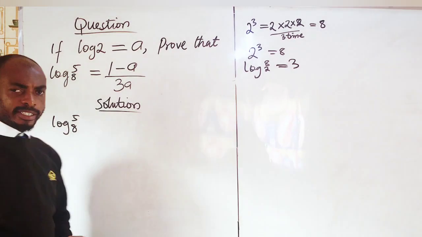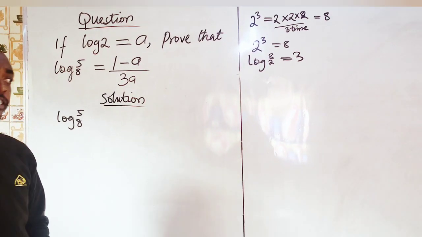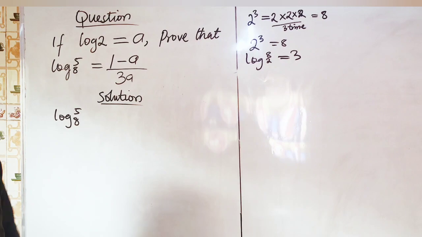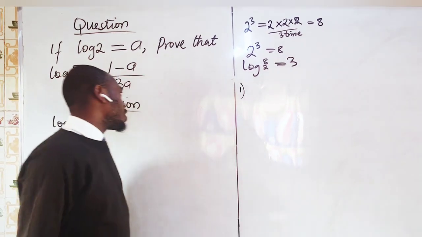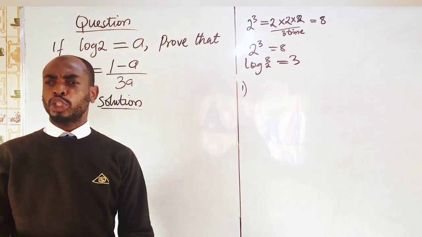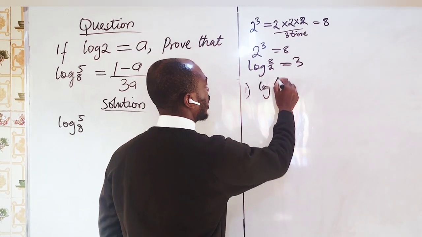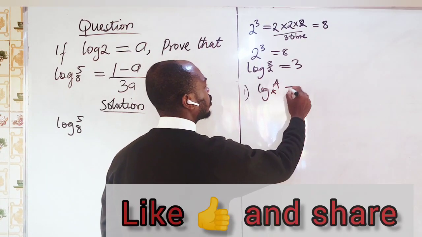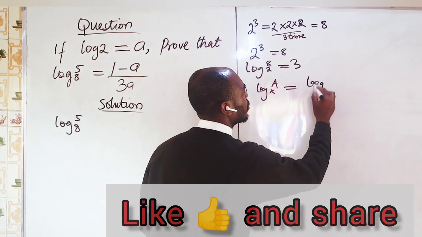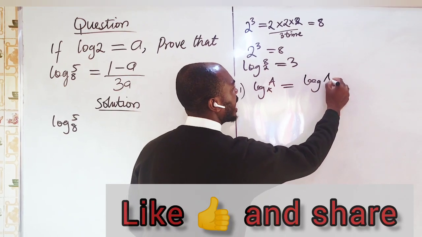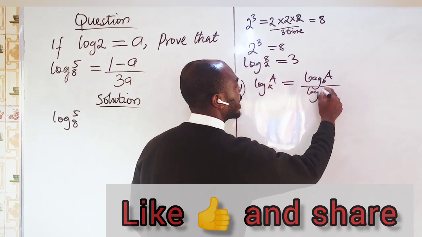Log 5 base 8. We are going to introduce the laws of logarithm. Very, very easy. You need to understand these laws before you can solve this question. So the first law we want to bring into action is the introduction of a new base. If you have something like log a base k, if you want to introduce a new base, you bring something like log a base b all over log k base b.